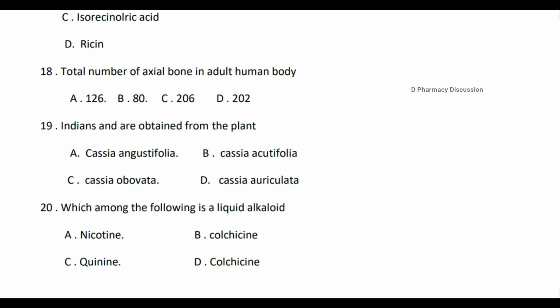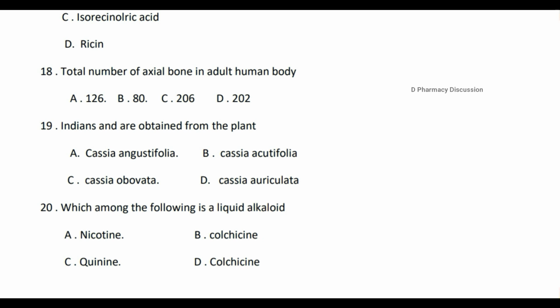Then question number 19. Indian senna is obtained from the plant. Option A. Cassia angustifolia, B. Cassia acutifolia, C. Cassia obovata, D. Cassia auriculata. Correct answer is option A. Cassia angustifolia.